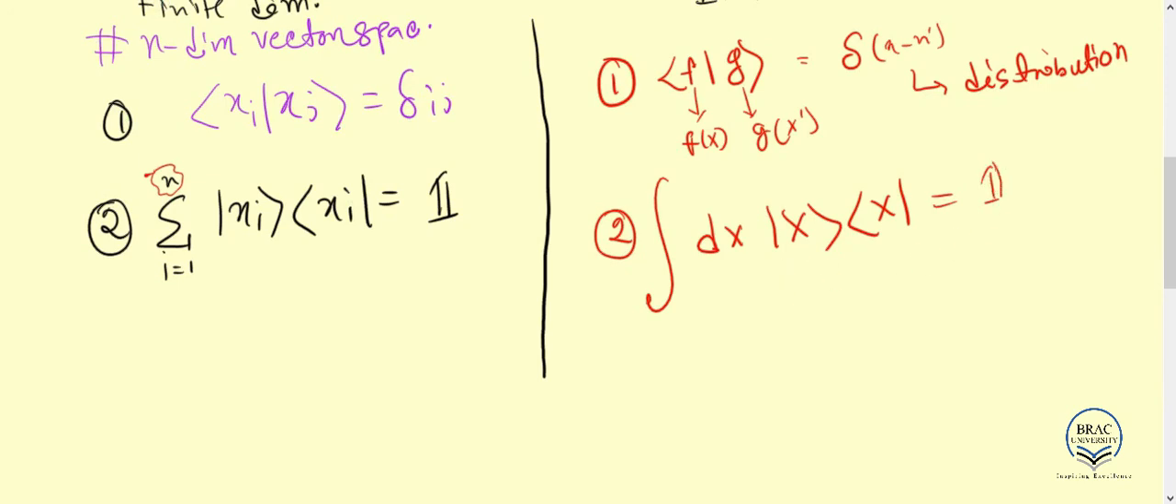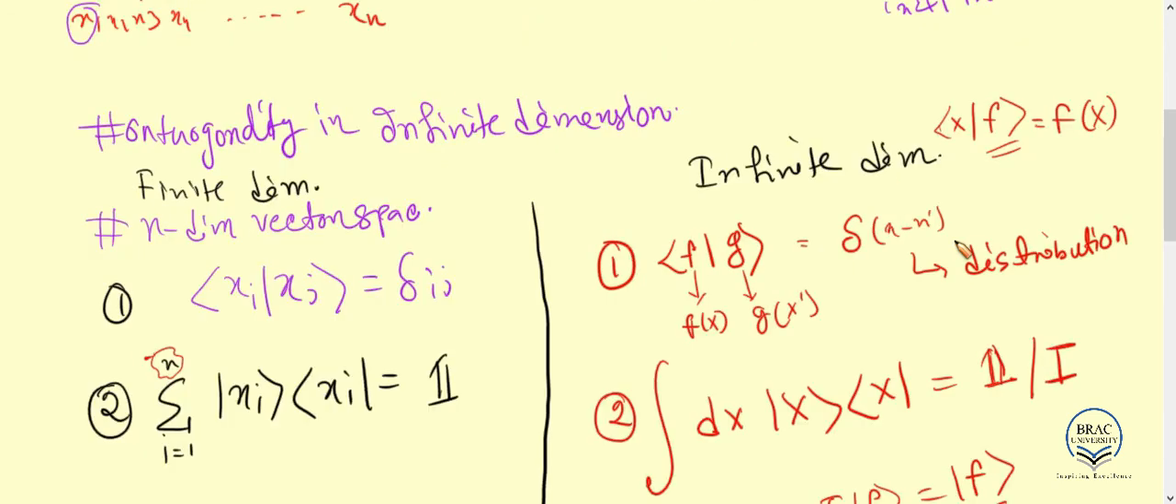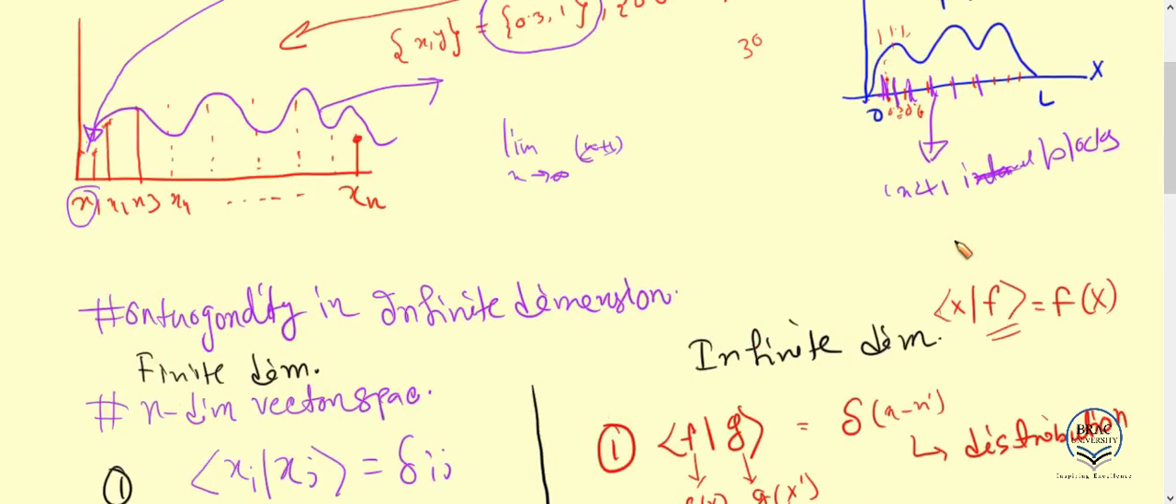But it's a good practice to always write it as capital I. So this is an identity. For example, this identity times a function like this is just the function itself. And we will see more of this in detail in the later lectures.